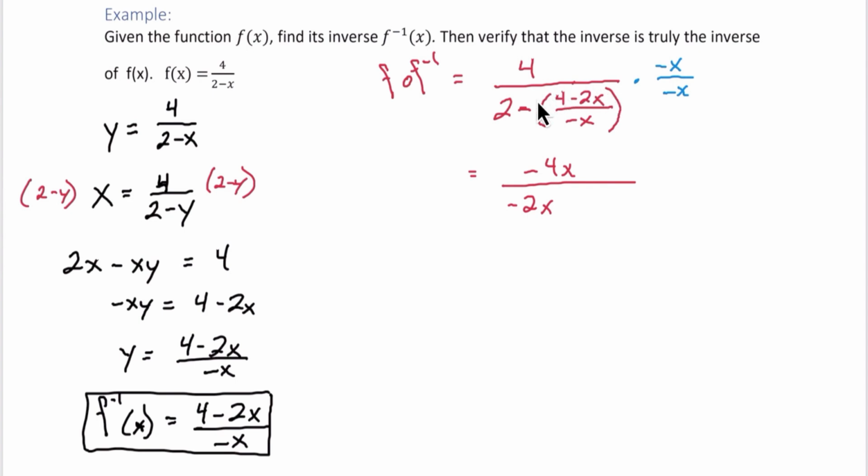We just need to make sure we distribute the negative sign, so negative 4 plus 2x. Continuing to simplify, in the denominator, the negative 2x plus 2x will add to 0. We have negative 4x over negative 4, which reduces to x. And since f of f inverse gave us x, we know that we truly found the inverse.